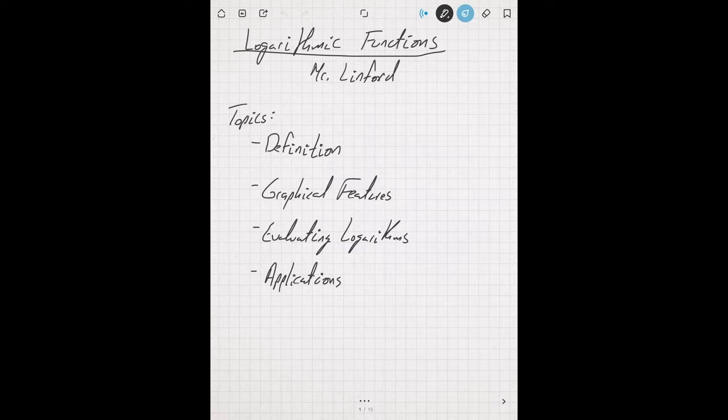We're going to define what a logarithmic function is. We're going to compare it to our previous work with exponential functions. Then we're going to explore the graphs of logarithmic functions, try to pick up on some of the graphical features that they demonstrate. Then we're going to go over how to actually numerically evaluate a logarithm, as well as answer some application questions.